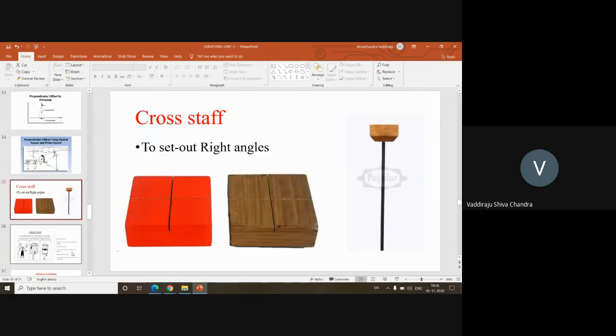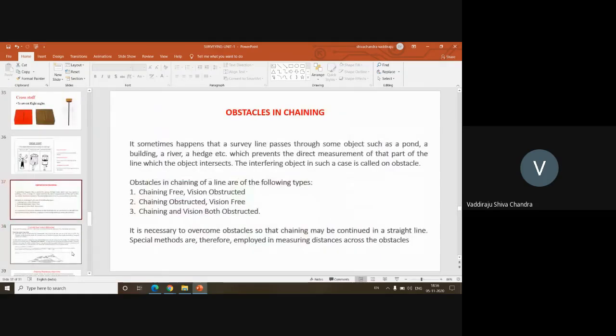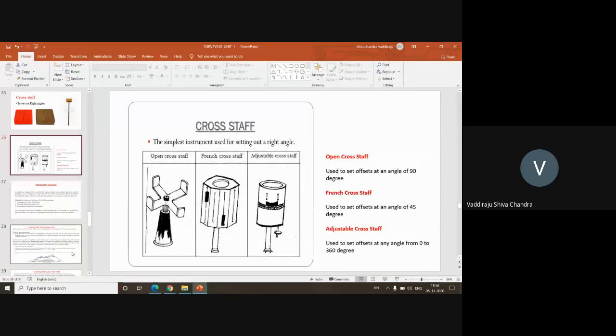Next, we'll move to obstacles. What do we mean by obstacles? What type of obstacles do you find in chain surveying? Normally, what is an obstacle? What is an obstacle? Something which makes us uncomfortable to do the work.